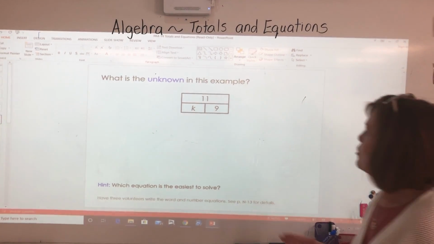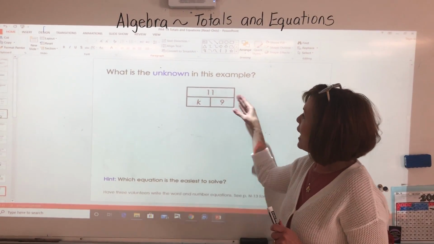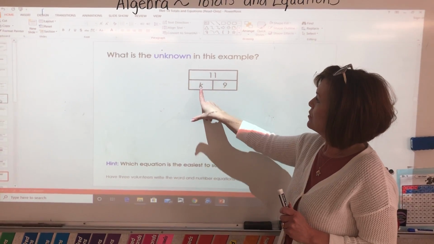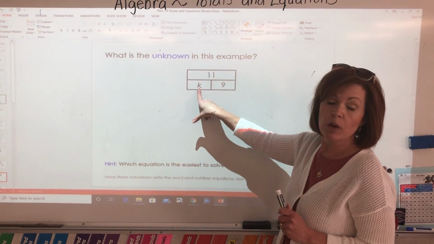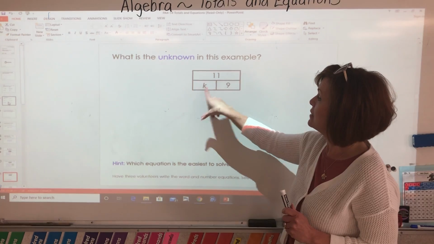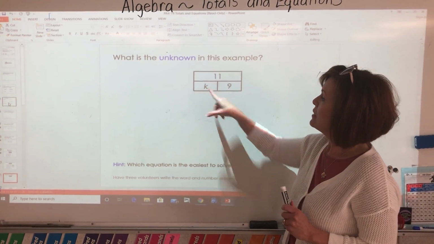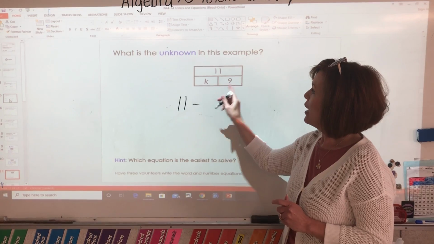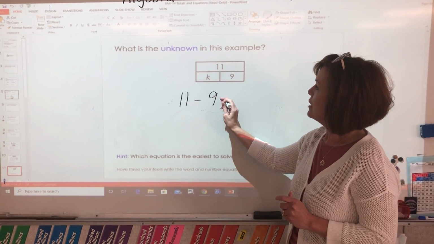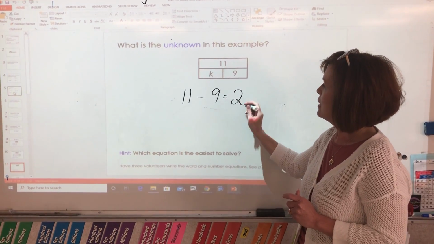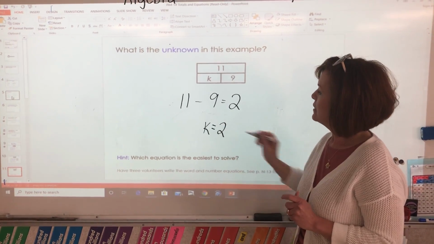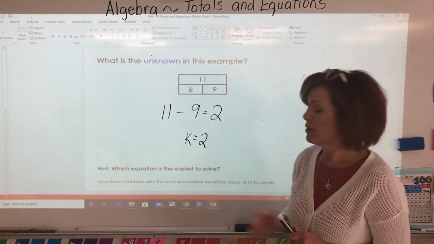All right, so knowing what we know, how can we solve this? If there is a total of 11 and there's a missing number or an unknown, we call it k in this case, and 9, what is the missing one? Well, we can take the total and subtract one of the small numbers and find out that the missing number k is 2. And that is solving that equation.